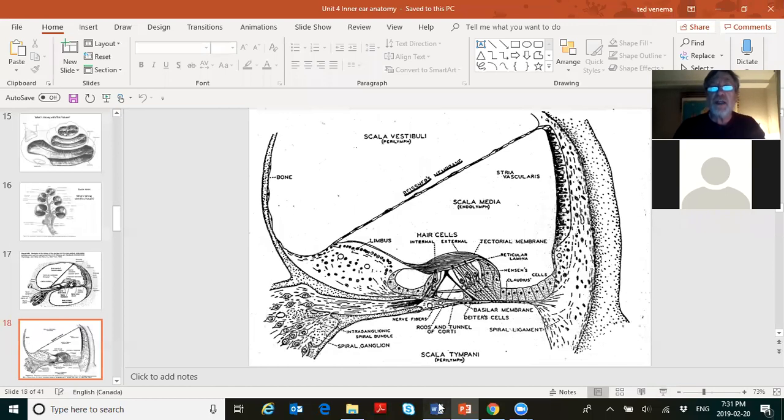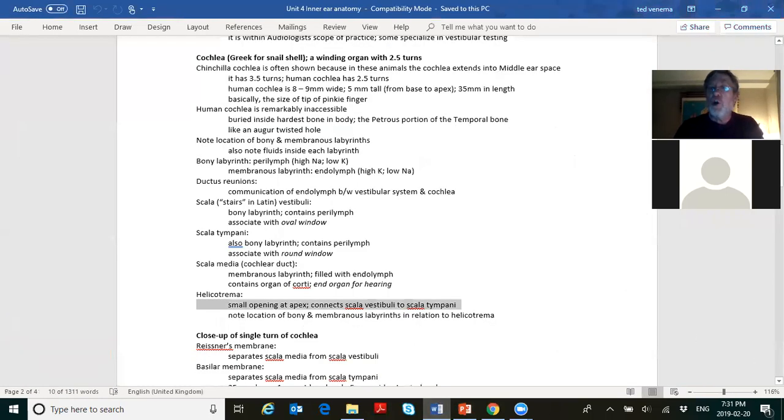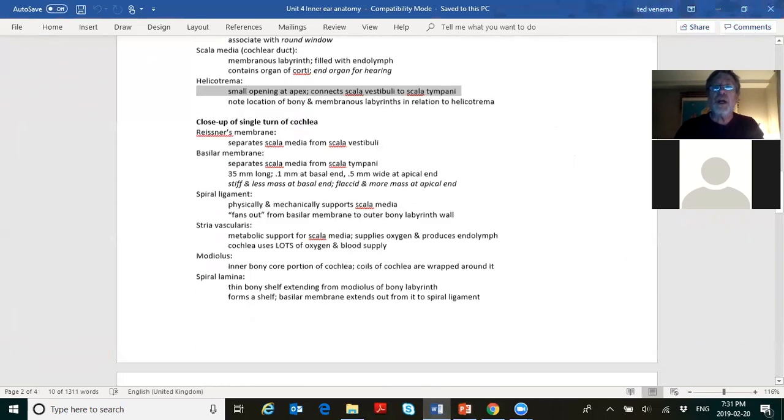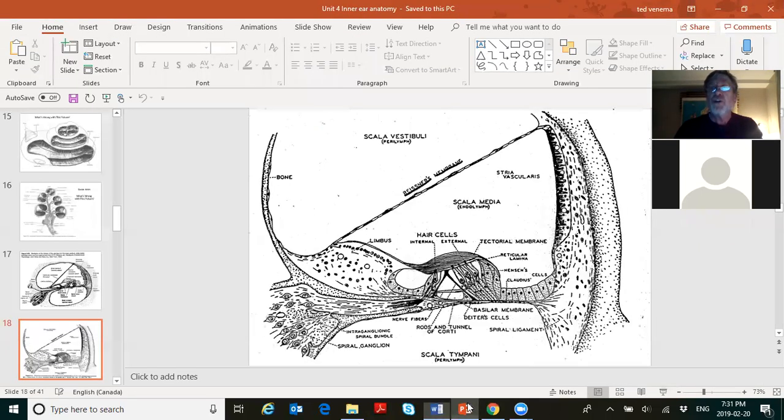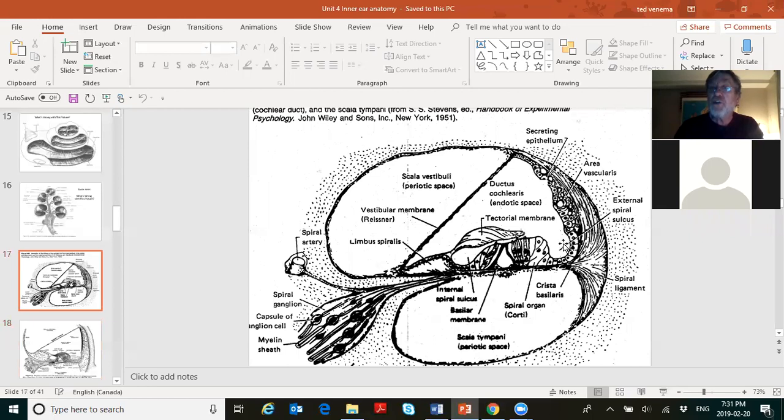look at your notes again. And a close-up of the single turn of the cochlea. Reissner's membrane, basilar membrane, spiral ligament, stria vascularis. We never really talked much about that. Stria vascularis is this, what I'm circling here. That's the blood supply and oxygen supply to the cochlea. Stria, stripe, vascularis, vascular tissue. Okay? Here, stria vascularis, spiral ligament, spiral lamina, Reissner's membrane, basilar membrane, tectorial membrane.